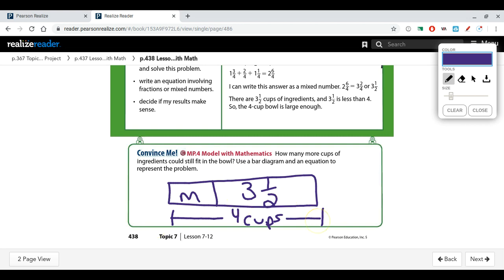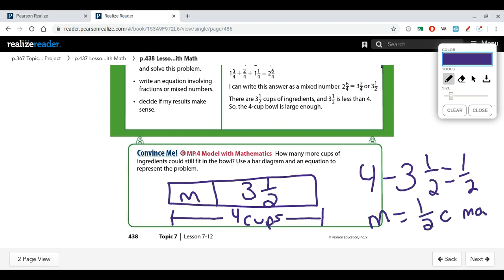Well, if I did 4 subtract 3 1/2, remember, because I have total and part, and I need my other part because it's part-whole. So I have my whole. I'm subtracting one of my parts from that, and that will give me the other missing part, which is going to be equal to 1/2. So m is going to be equal to 1/2 cups more.